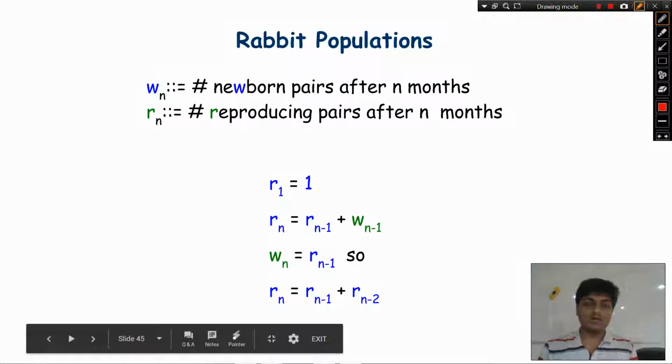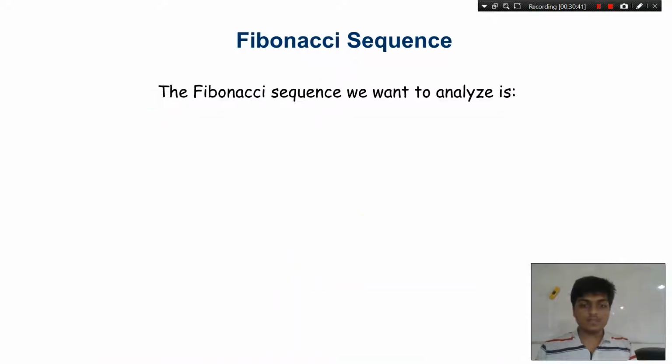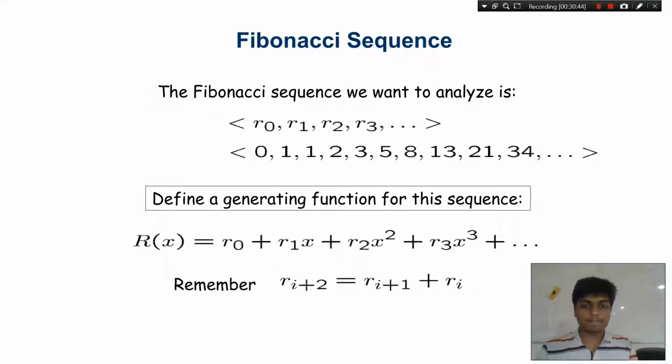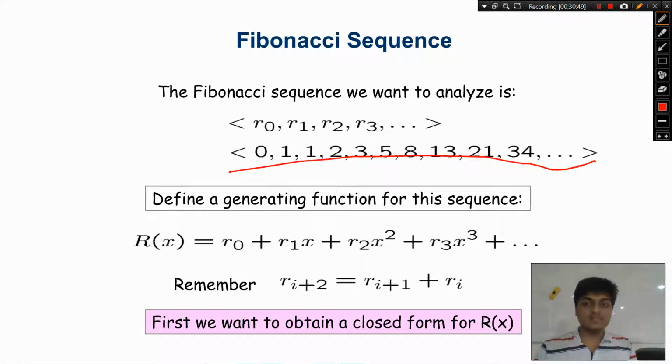So if you see how this is formulated, you'll see that this basically results in the same series as the Fibonacci series, right? So the number of pairs after n months is given by the sum of pairs after n minus 1 months, and the sum of pairs after n minus 2 months. So this is the Fibonacci series, and we want to find a generating function for this sequence. Okay, and we want to find a closed form for the generating function.